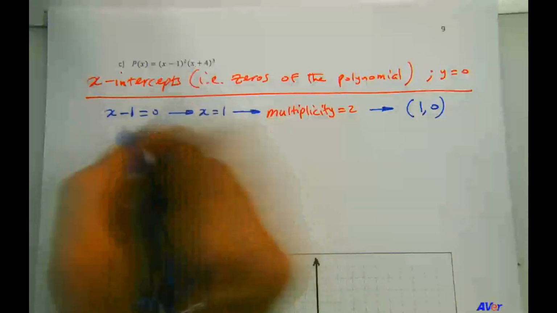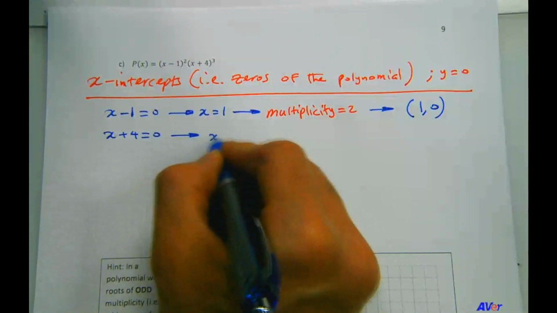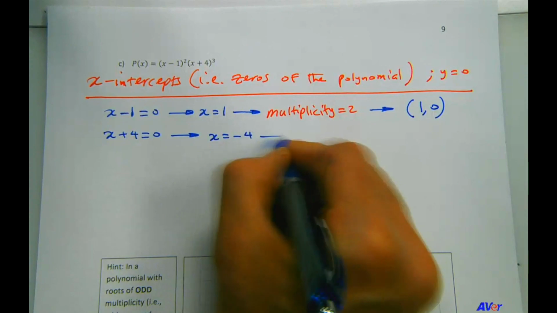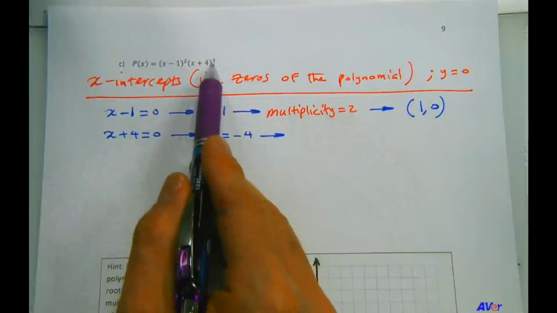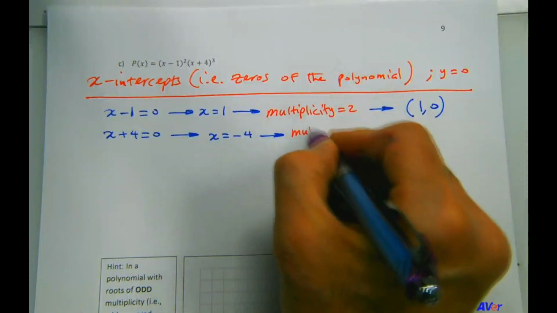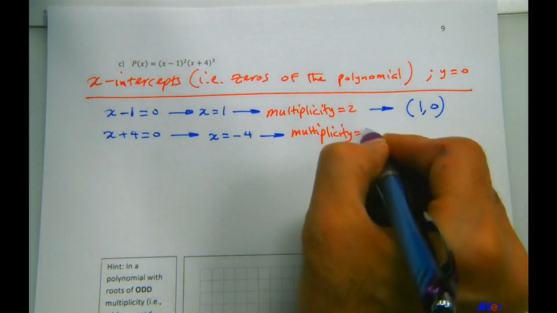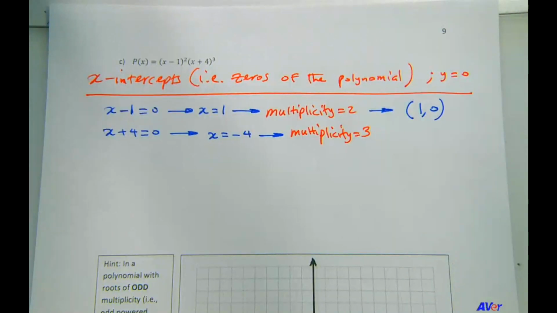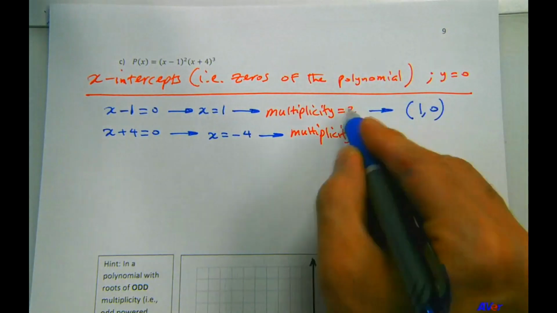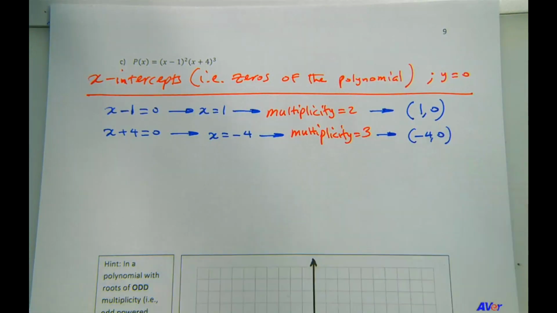The second factor, x plus 4 equals 0. Then we have x equals minus 4. And that has multiplicity. Look at the power, multiplicity 3, right? We care about if these multiplicities are even or odd. That's what we care about. Okay, so even, odd, and this is minus 4 comma 0.